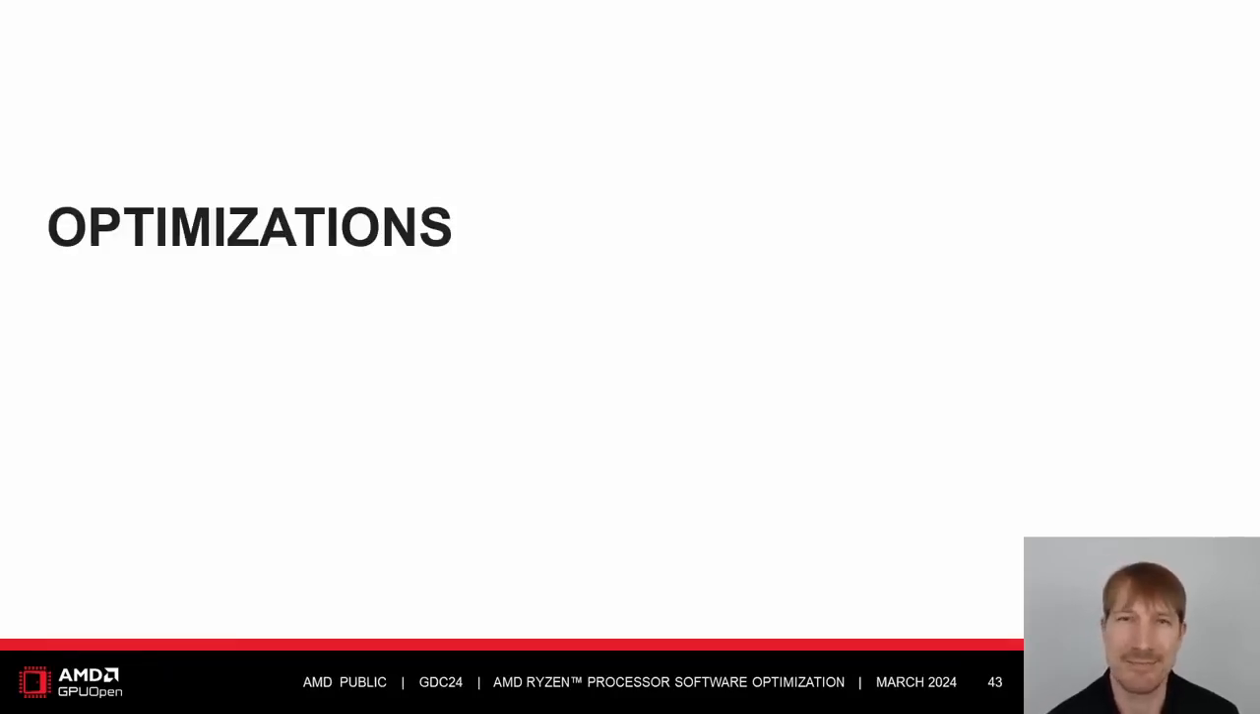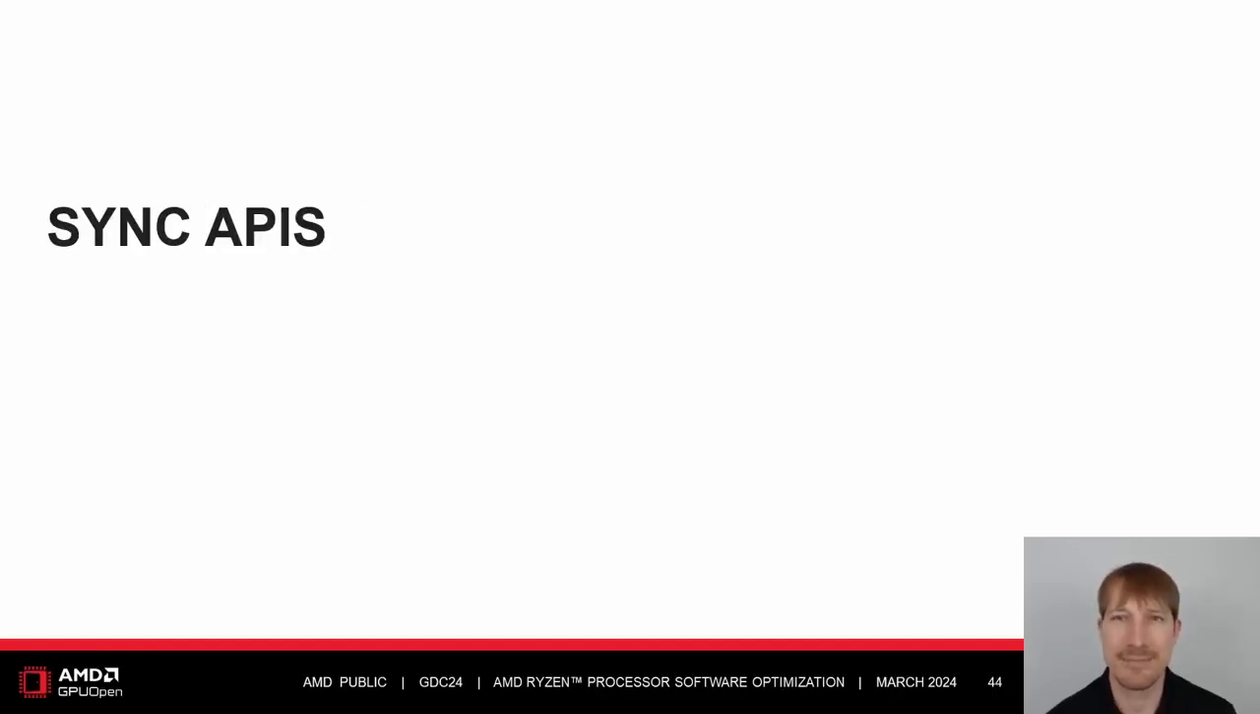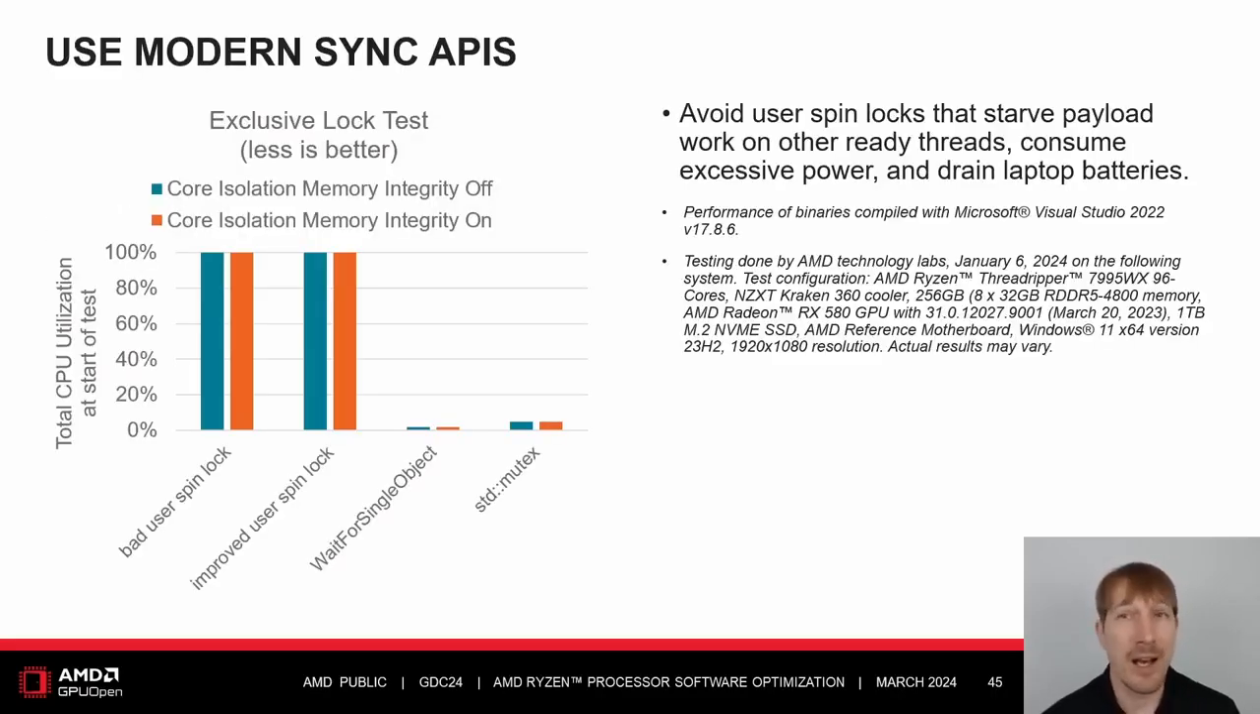Optimizations. Sync APIs. Avoid user spin locks that starve payload work on other ready threads, consume excessive power, and drain laptop batteries. User spin locks may waste CPU time since the OS scheduler cannot determine if it should yield to another program thread or continue to spin.